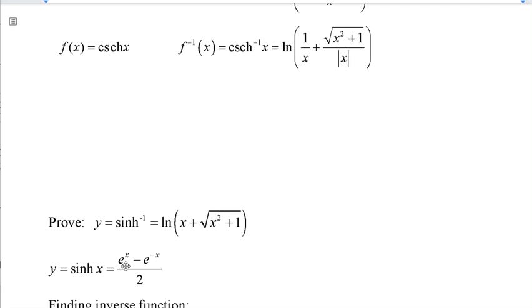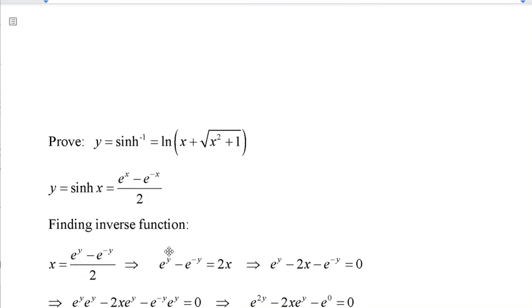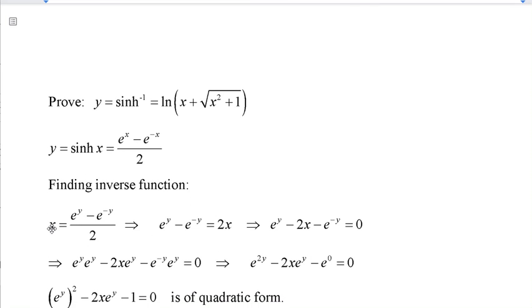And so what we do is we interchange the x and y. So in the place of y we put x, in the place of x we put y, and then solve for y. So y here becomes x, and then e to the x becomes e to the y, e to the negative x becomes e to the negative y, and then dividing by 2. And so from this equation, we replace the y with the x, replace the x with the y, and then we need to solve for y. And that will give us the inverse function.